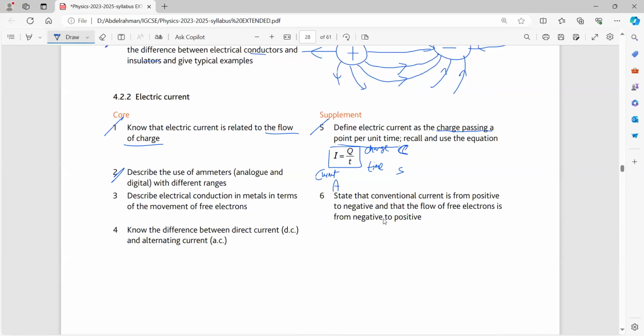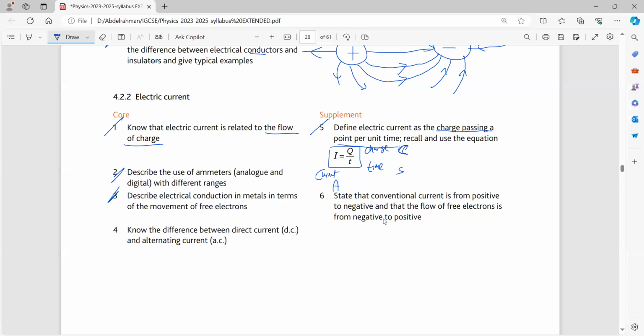Describe the electrical conduction in metals in terms of the movement of free electrons. Again, we just said that metals have free moving electrons, and that the particles that actually move inside the wire are the electrons, not the charges.